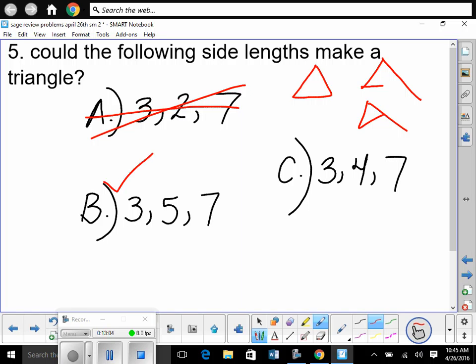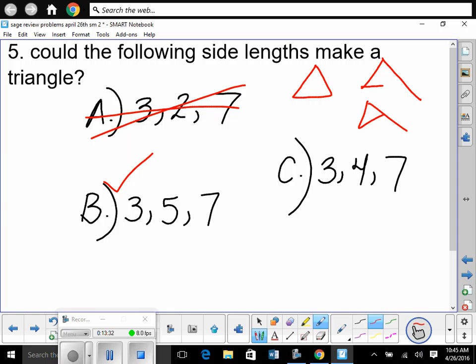Wait, so do you add just 3 and 5 and see if it's bigger than 7? Yeah, you would always definitely add the smallest 2 sides to make sure it's larger than the third side. You would try all of them, the sum of any 2. So that's why we did 3 and 5, which is 8, which is larger than 7. Then we tried 5 and 7. Isn't that larger than 3? Then we tried 7 and 3. Isn't that sum larger than 5? The sum of any 2 sides has to be larger than the third.